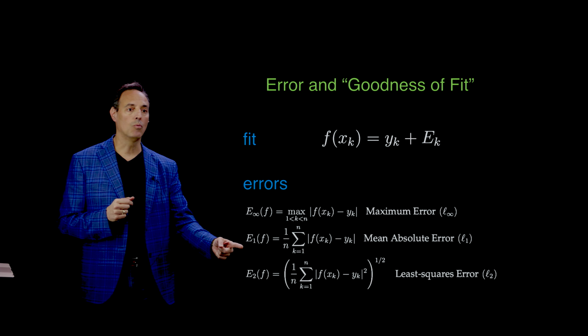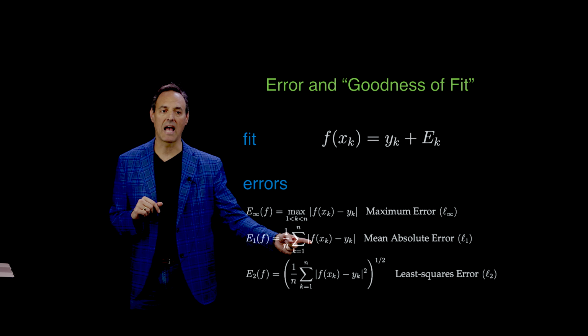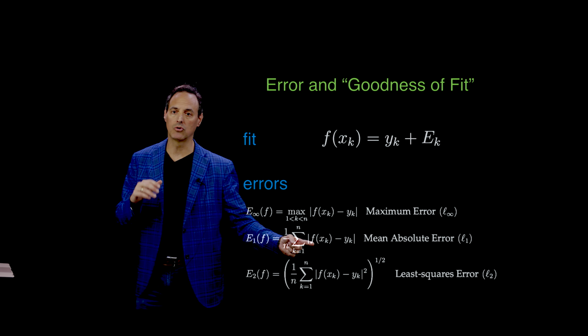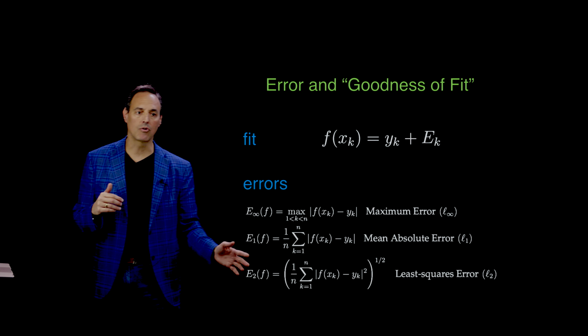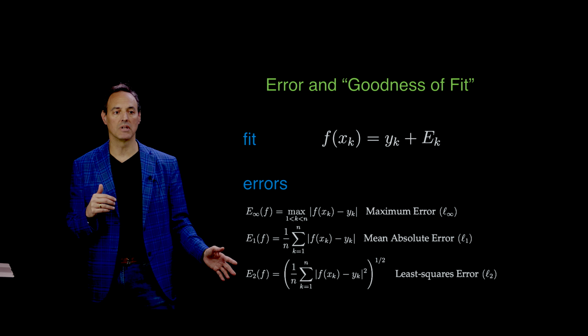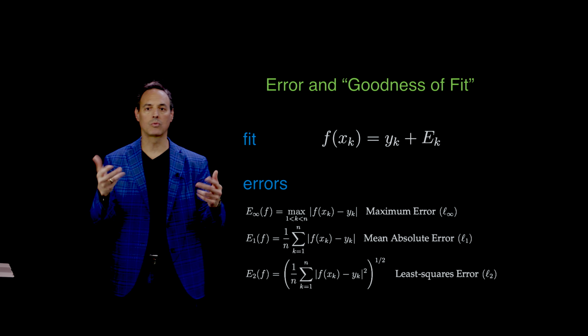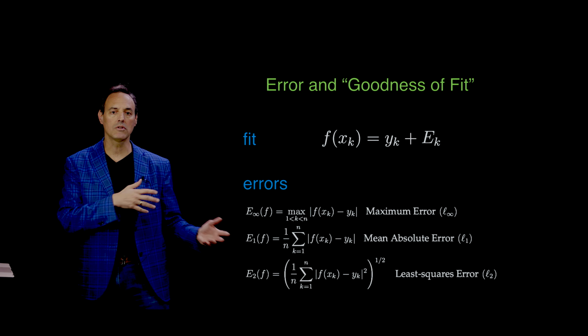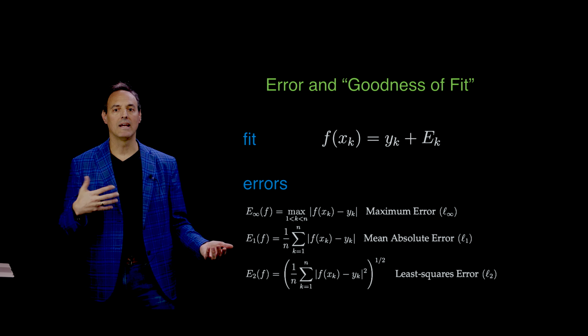There's the E1 norm, the L1 norm. The L1 norm is just looking at the absolute value of the difference between your model and the data point. And of course, there's the least squares norm, which is an L2 norm, which is the square of the differences, square root. Okay, so these are standard norms that you use to measure error.